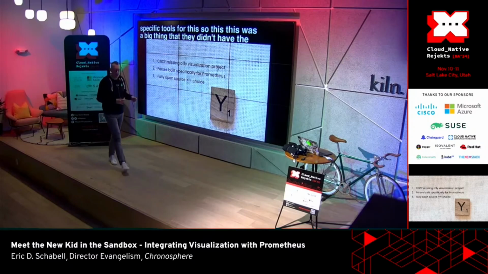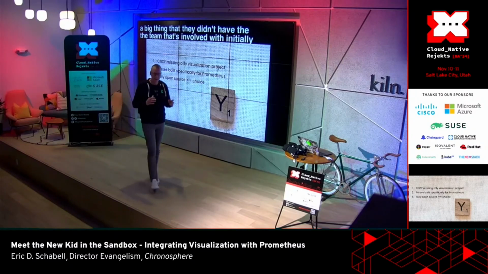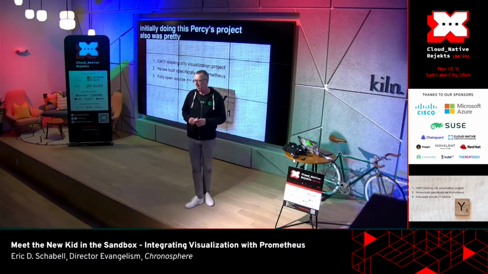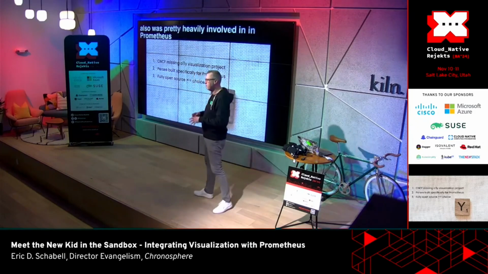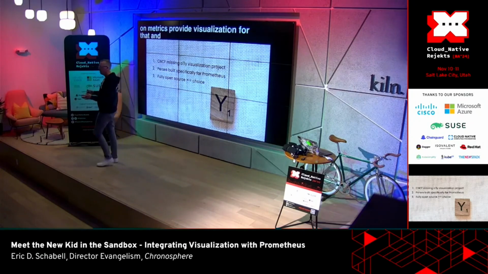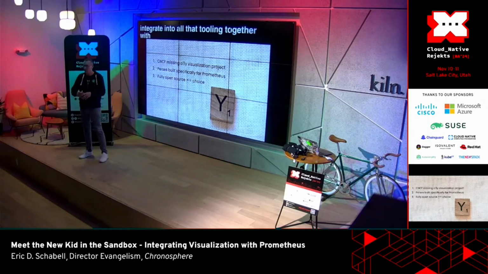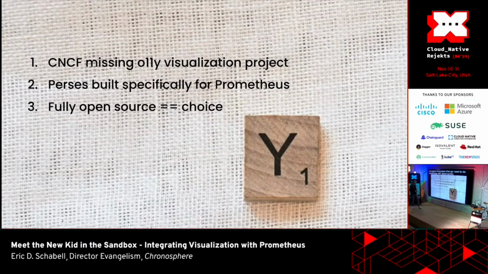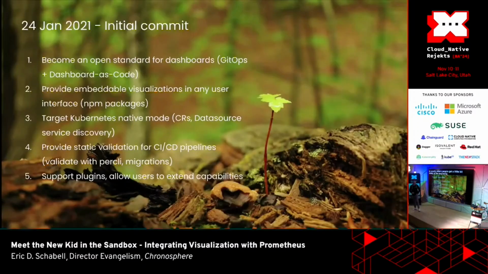The team that's involved with initially doing this Perses project also was pretty heavily involved in Prometheus. So they decided, let's focus on metrics, provide visualization for that, and integrate into all that tooling together with Prometheus, providing the complete ecosystem that we need to do something with observability, right? And then, of course, full open source, you have choice, you can do whatever you want with it, you can walk away, fork it, all that kind of stuff, right? Any questions about this? This is usually where people get a little bit shaky at the beginning about why we're even doing this stuff. So the initial commit is listed there.